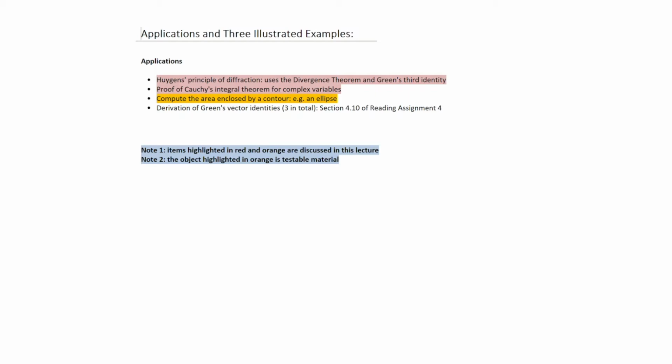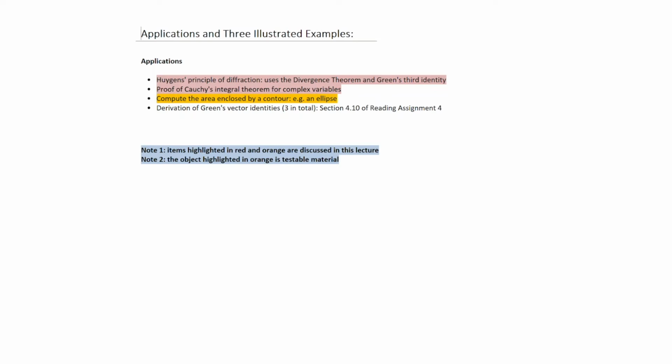Okay, so we'll look at the applications and 3 illustrated examples. You'll notice here that I've got things blocked out. The items highlighted in red and orange are discussed in this lecture, but the only testable material is the object highlighted in orange. The last item, which is the derivation of Green's vector identities, 3 in total, we're not discussing here, nor are you responsible for it, but if you're interested, it's basically in section 4.10 of Reading Assignment 4.